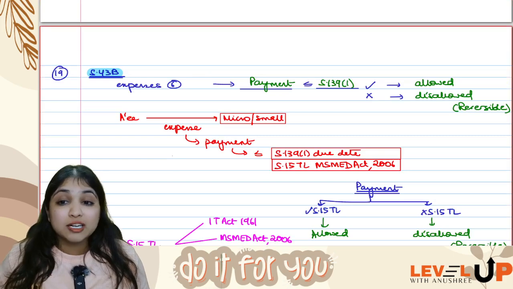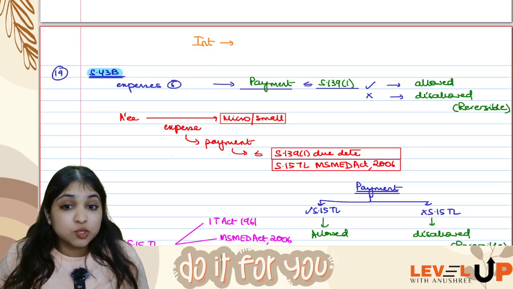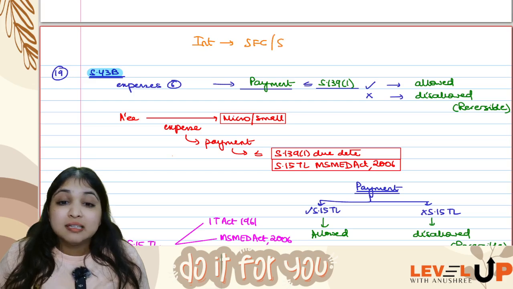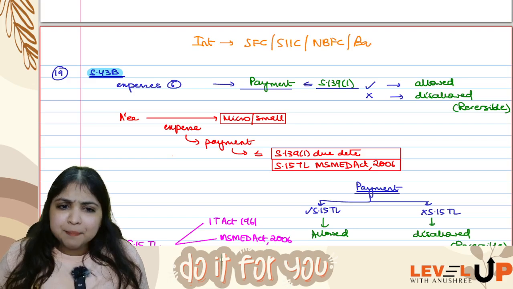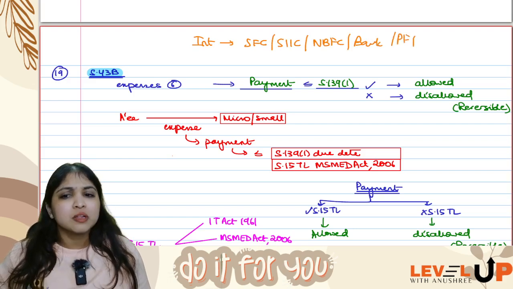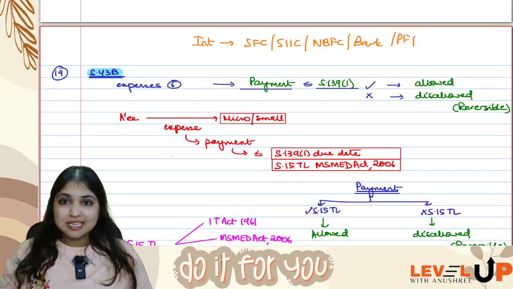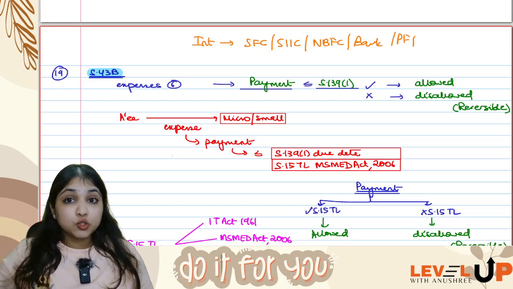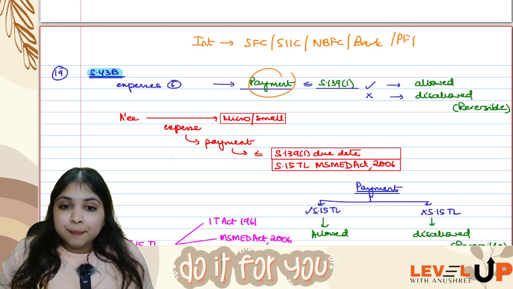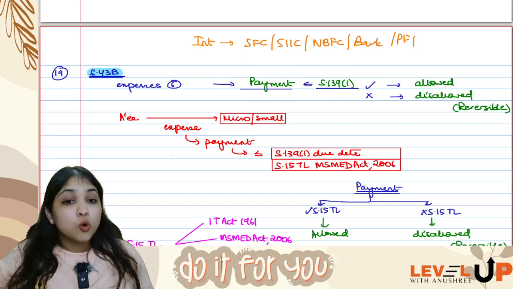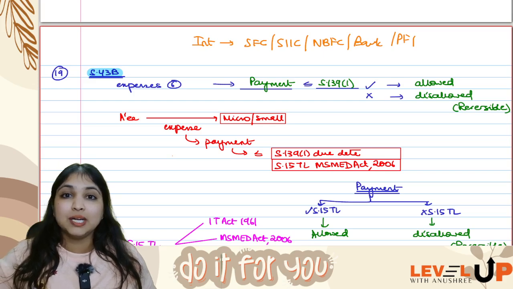It doesn't cover all interests, it covers only those interests which we have to pay to State Finance Corporation, State Industrial Investment Corporation, NBFC, then bank and public financial institution, right guys? So there are 6 transactions in section 43B. 43B says for those 6 expenses, please make the payment within 139(1) due date. Only if you make the payment within 139(1) due date, it will be allowed.